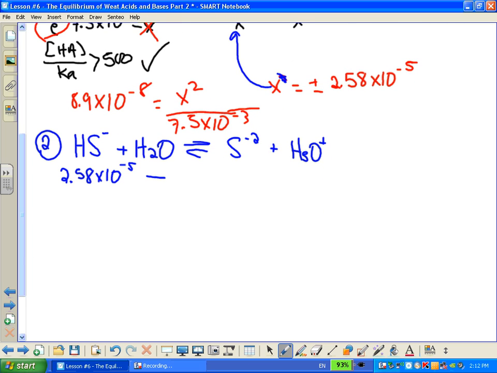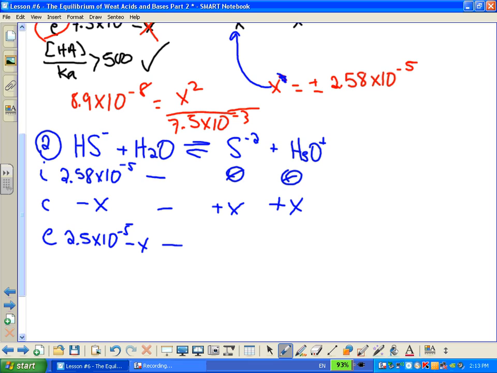Water we don't count for. And our products again are starting at 0. Our change is going to be negative X for our reactants, positive X for our products, and therefore at equilibrium 2.5 times 10 to the negative 5 minus X, and then just X and X.